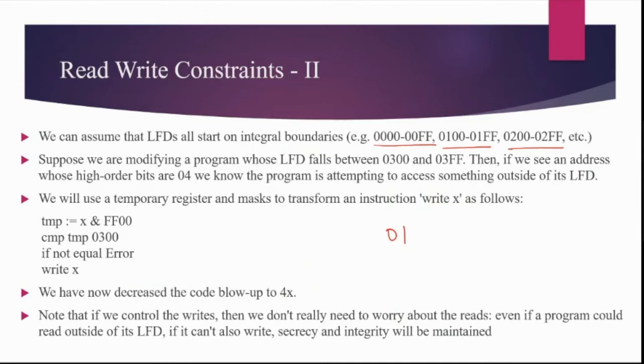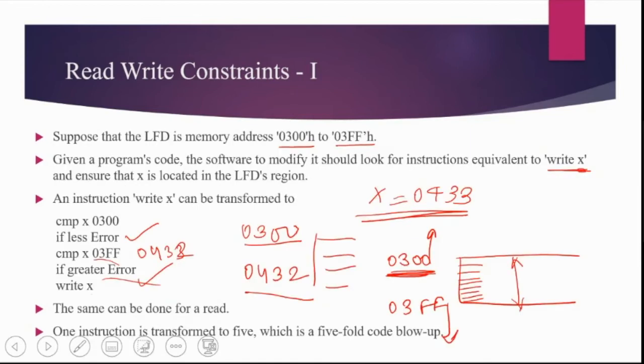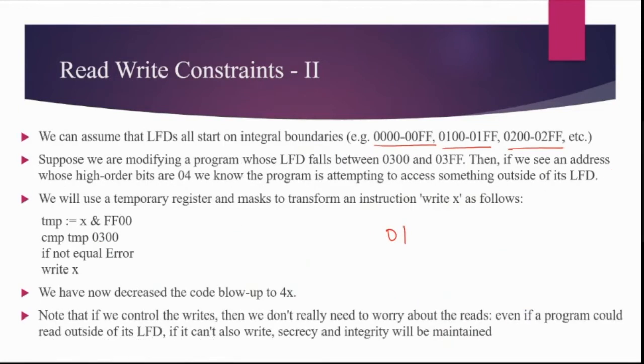Okay. Now, can we do better? See, previously we had to check with both the upper bound and the lower bound. Now, if we make our boundaries aligned like this, we just need to check the higher bits. If the higher bits are within the range, then we proceed, otherwise no need to proceed. Okay. So in that sense, just to check the higher bits, we need only one comparison statement.